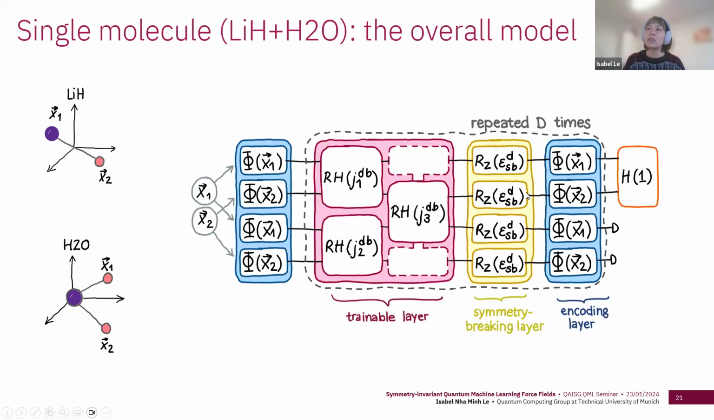which is a so-called symmetry breaking layer. So here, this consists of parameterized operations, in this case, Z rotations, which do not respect the symmetries. And we could observe empirically that this can lead to enhanced prediction accuracies.